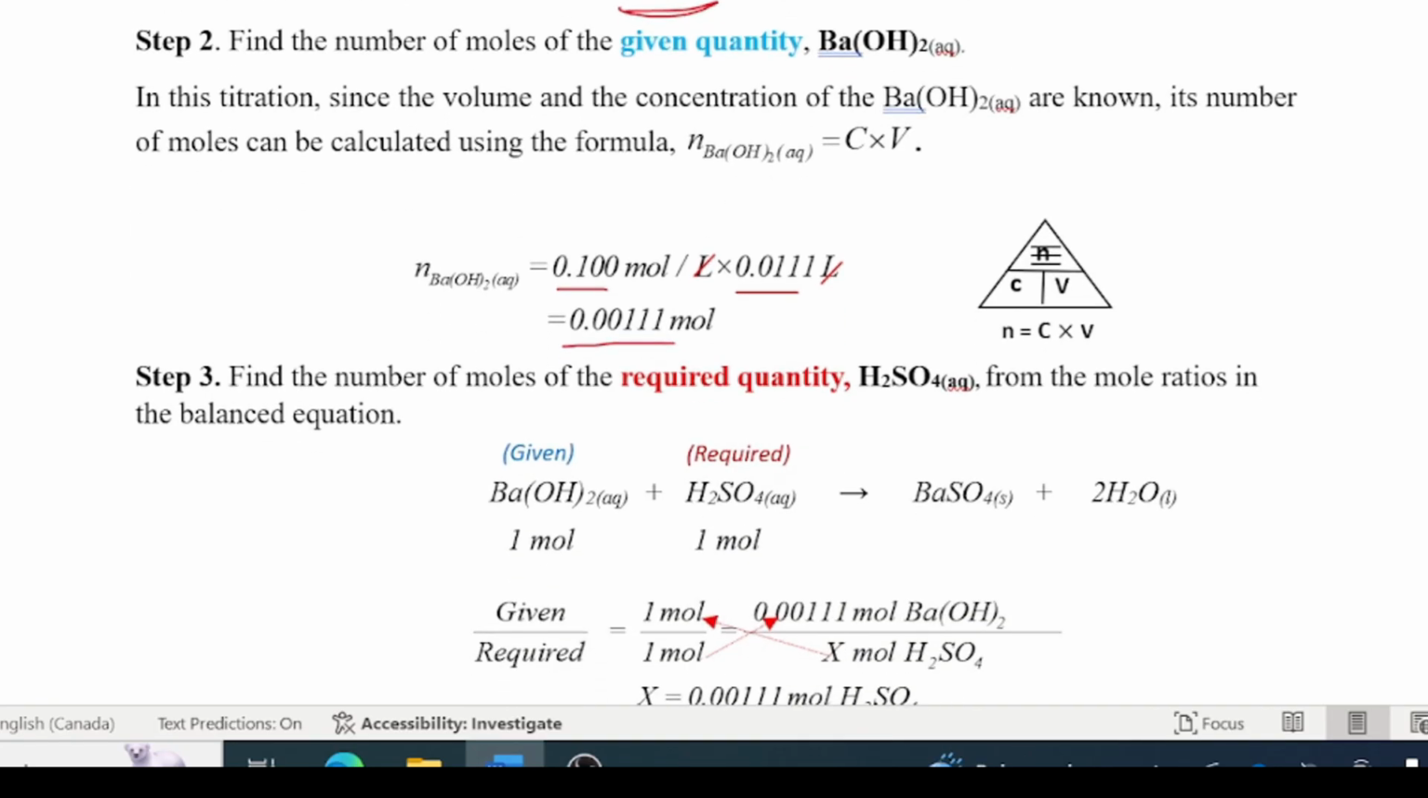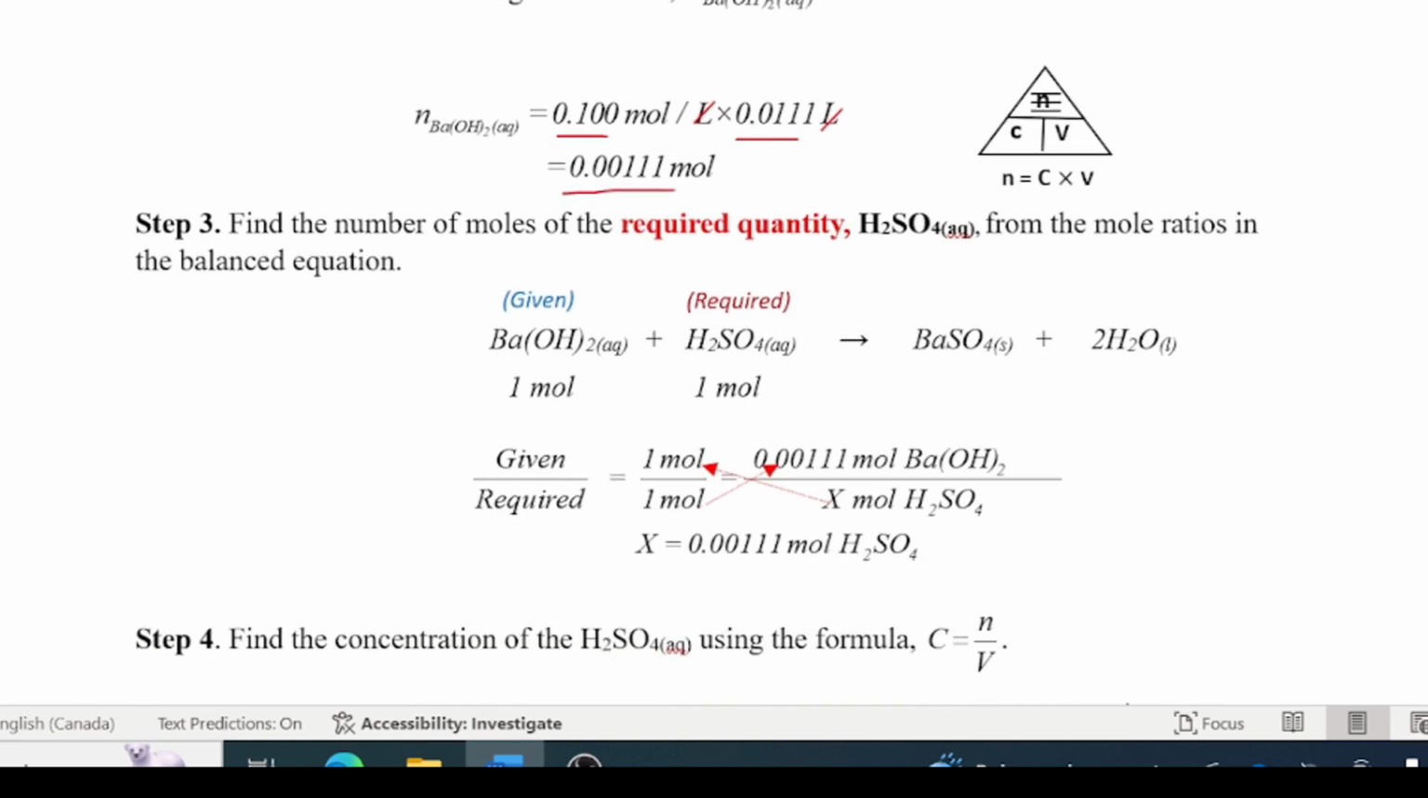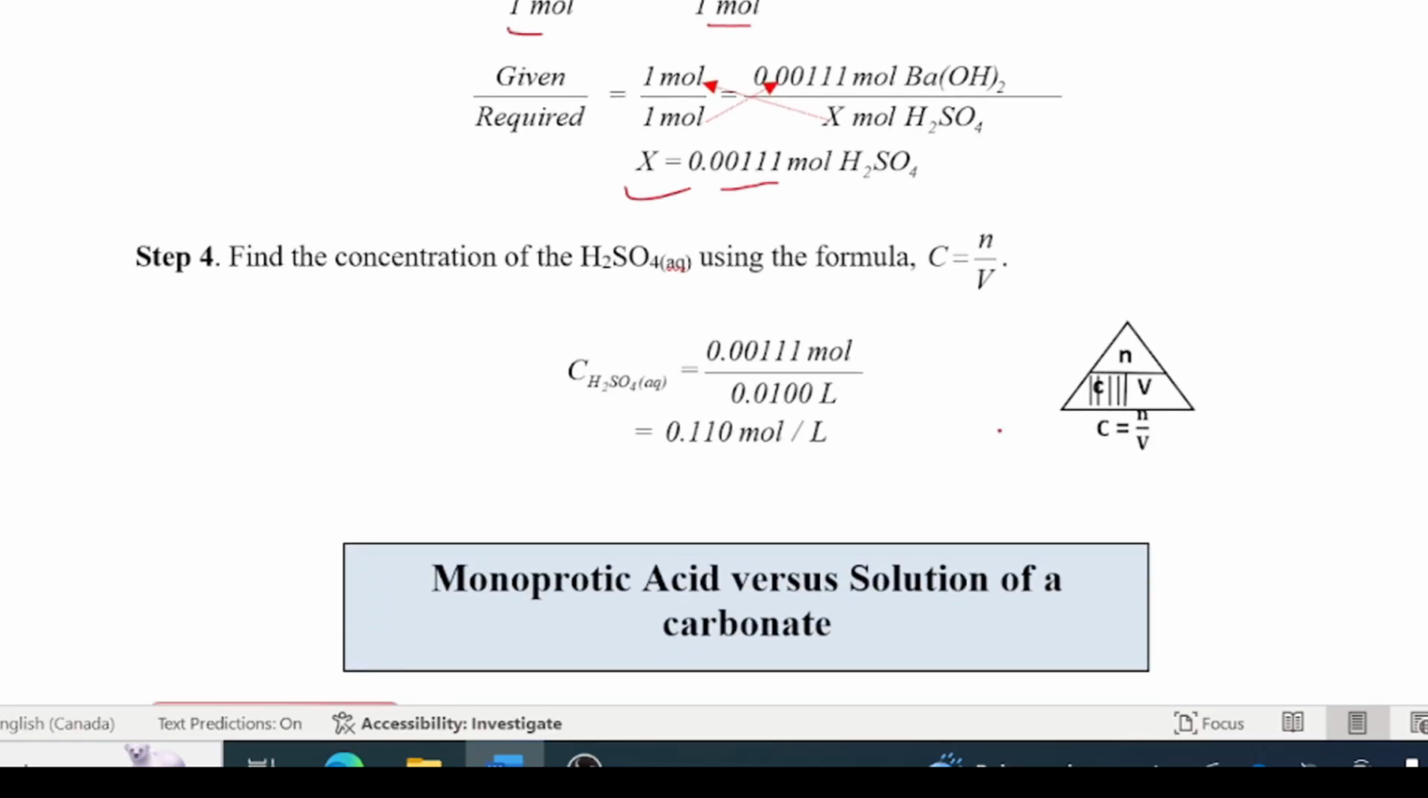And you now do your equation to see how they react. You can see 1 mole of that requires 1 mole of this for complete neutralization. So your mole ratio is 1 to 1, and then x is equal to that number of moles of sulfuric acid in that 10 milliliter aliquot. And your concentration is equal to n over V, divided by the volume there. And you get your concentration of your sulfuric acid to be this.